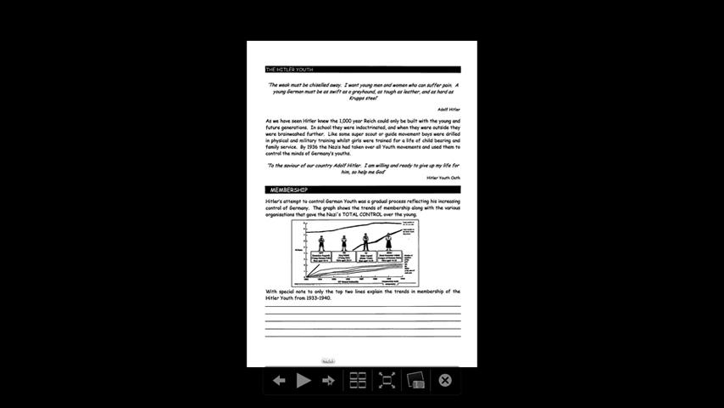The second topic is the Hitler Youth. The weak must be chiselled away. I want young men and women who can suffer pain. A young German must be as swift as a greyhound, as tough as leather, and as hard as Krupp's steel. Adolf Hitler. As we've seen, Hitler knew the 1,000-year Reich could only be built with the young and future generations.